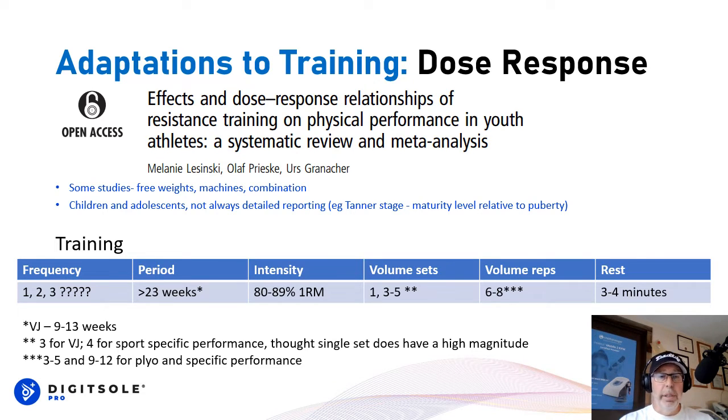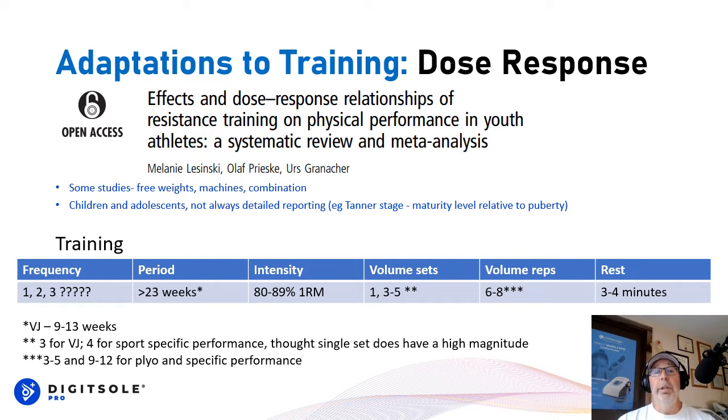Across the board, we see combinations of free weights and machines and a combination of both of those, and then even some other types of activities such as jumping activities or sprinting activities. So very, very challenging to take this conglomerate and file it all the way down. Also looking at the breakdown of the relative Tanner stages, or the level of maturity and development. It's becoming much more popular today to break them down into peak height velocity, or where they fall within their overall growth and development.